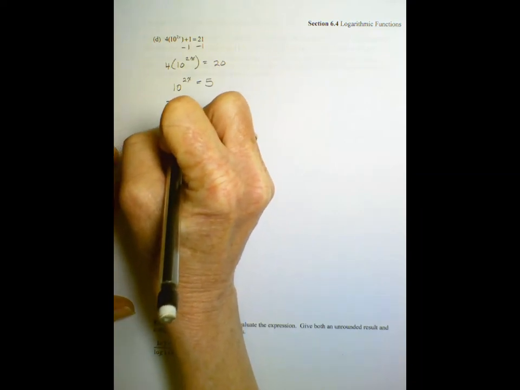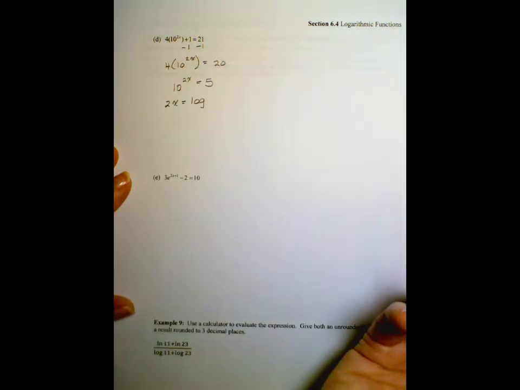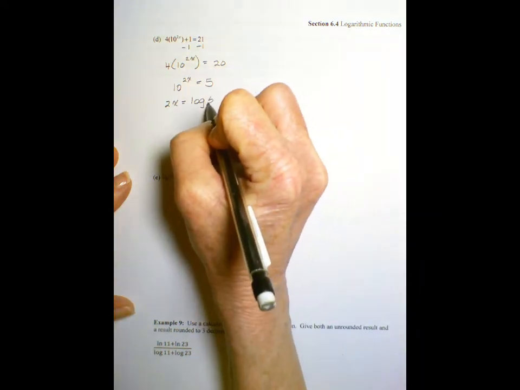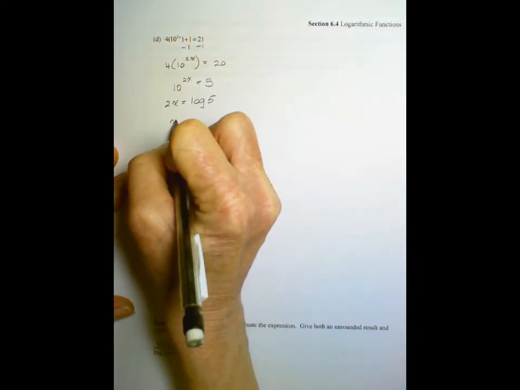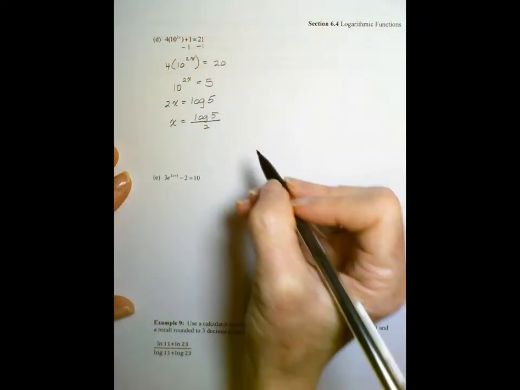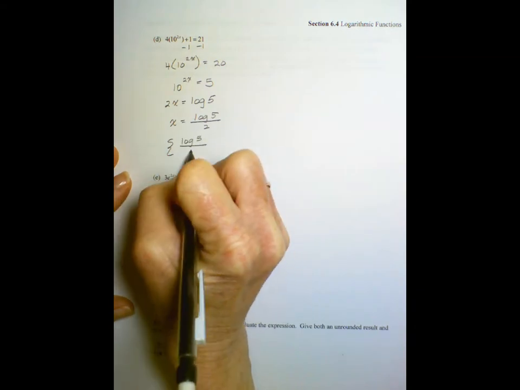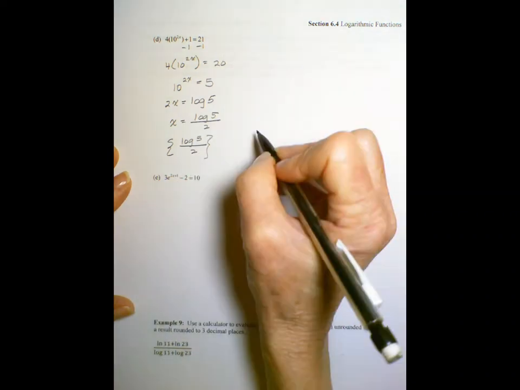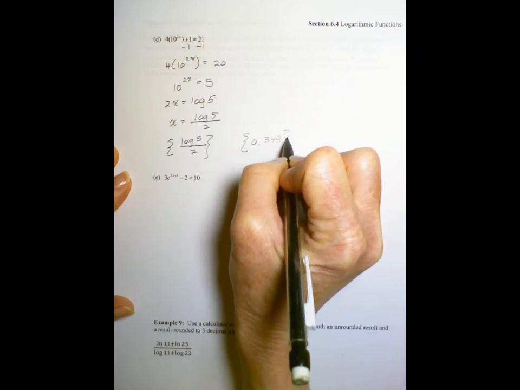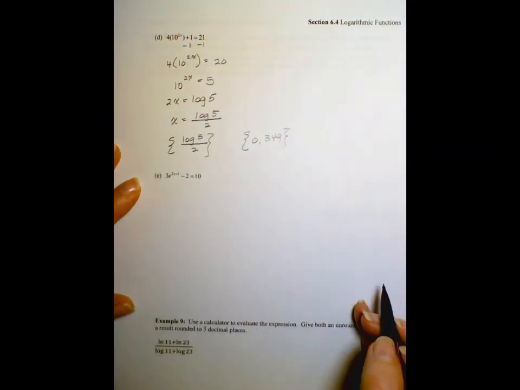The exponent y equals log, what base? 10, so I don't write anything, right? Log with no subscript is base 10, of 5. So divide both sides by 2 to get x equals the log base 10 of 5, over 2. So there's your exact answer: log base 10 of 5 over 2. And if you calculate that, I think it was 0.349 as the 3 decimal approximation. Log base 10 of 5 divided by 2.